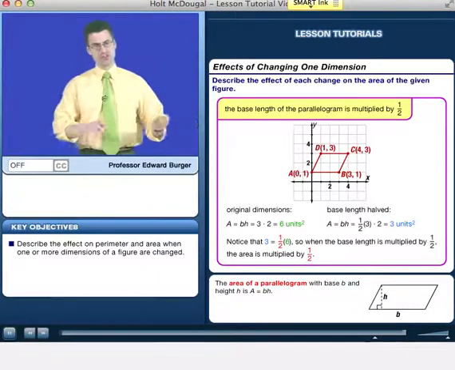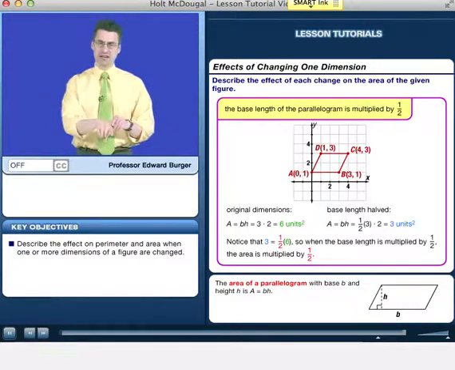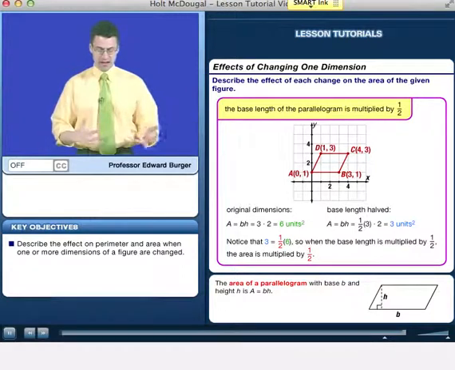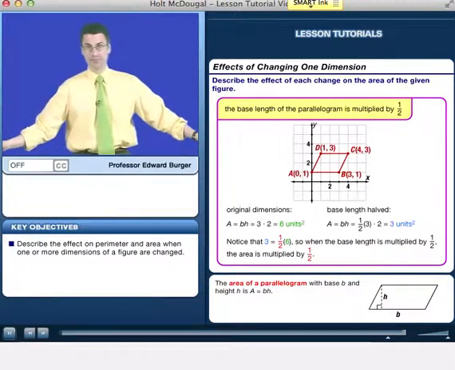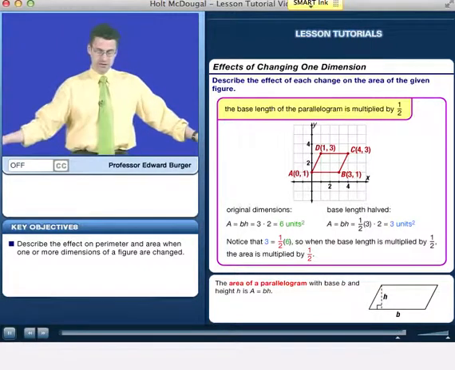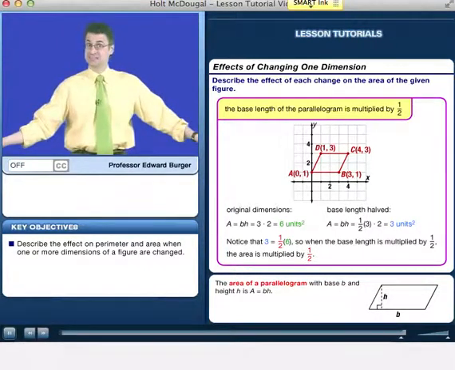So again, we see if we just change one particular direction by a particular factor, then it turns out the area is impacted in the same way. Cool. What happens if we actually change both dimensions? Let's see.